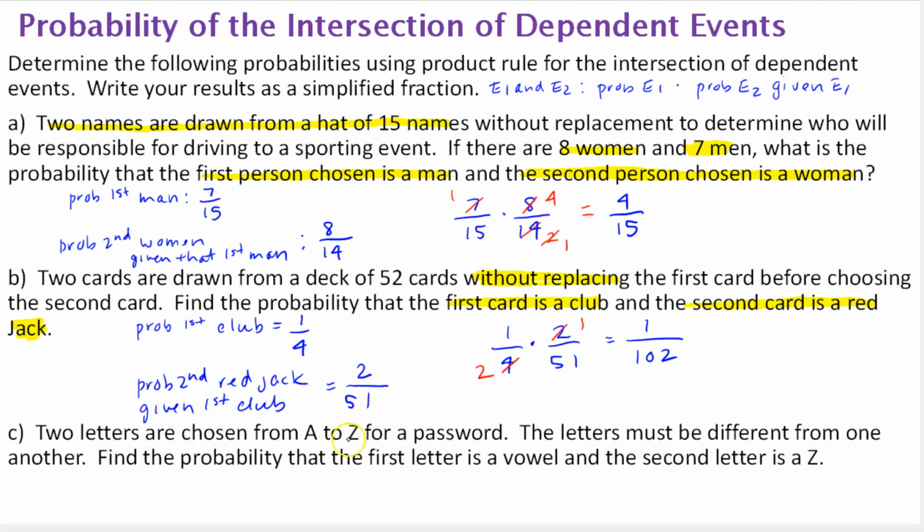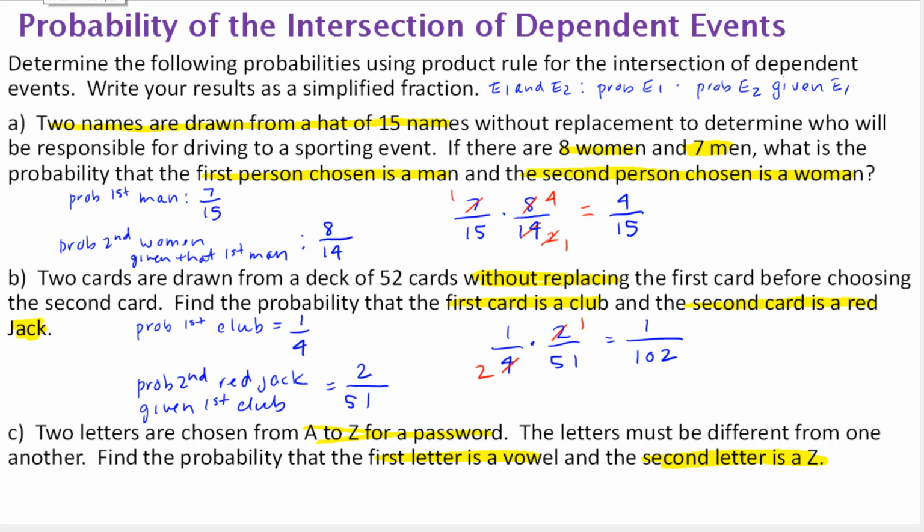2 letters are chosen from A to Z for a password. The letters must be different from one another. Okay, so this is another way of saying without replacement, or specifically without repetition and without replacement are the same idea. So the letters must be different from one another. Whatever the first letter is, the second letter can't be that letter. So we can think of reducing the sample space on the second choice. So it says find the probability that the first letter is a vowel and the second letter is a Z.